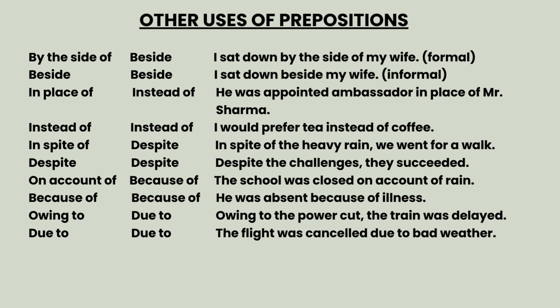In spite of, meaning despite: in spite of the heavy rain, we went for a walk. Despite the challenges, they succeeded. On account of, meaning because of: the school was closed on account of rain. Because of: he was absent because of illness. Owing to, meaning due to: owing to the power cut, the train was delayed. Due to: the flight was cancelled due to bad weather.